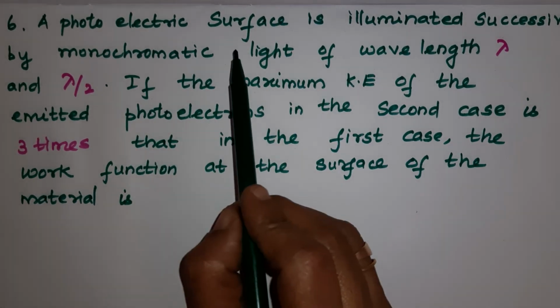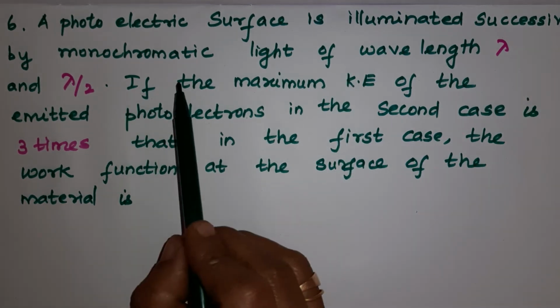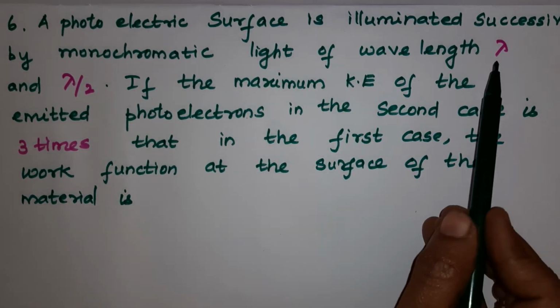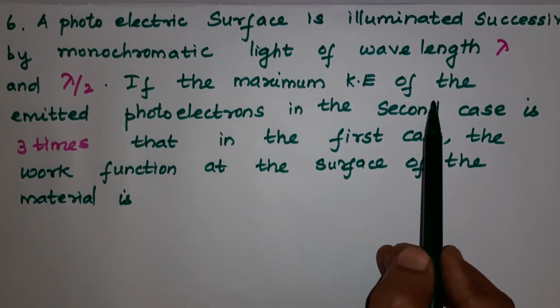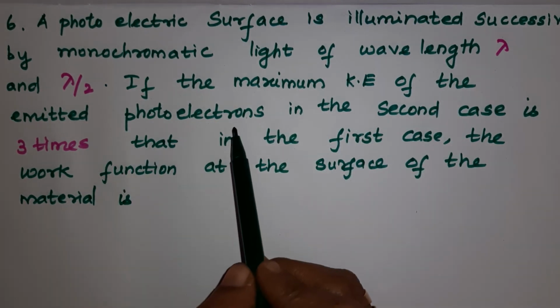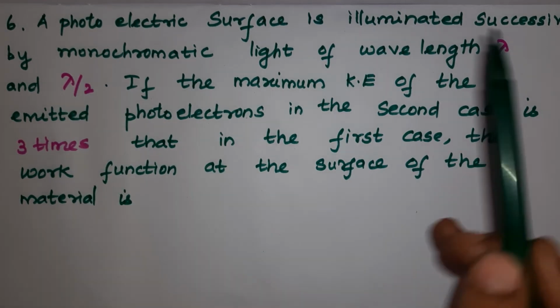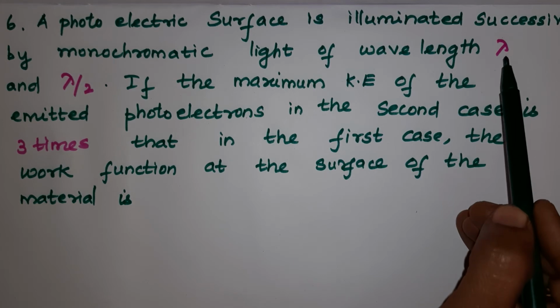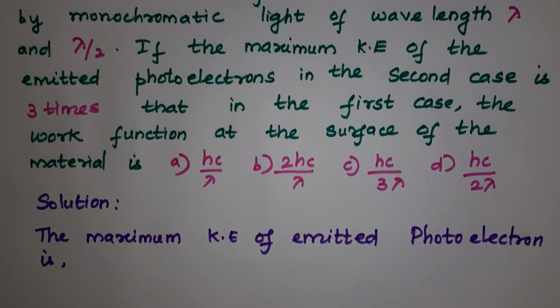A photoelectric surface is illuminated successively by monochromatic light of wavelength lambda and lambda by 2. If the maximum kinetic energy of the emitted photoelectrons in the second case is 3 times that of the first case, then the work function at the surface of the material is asked.